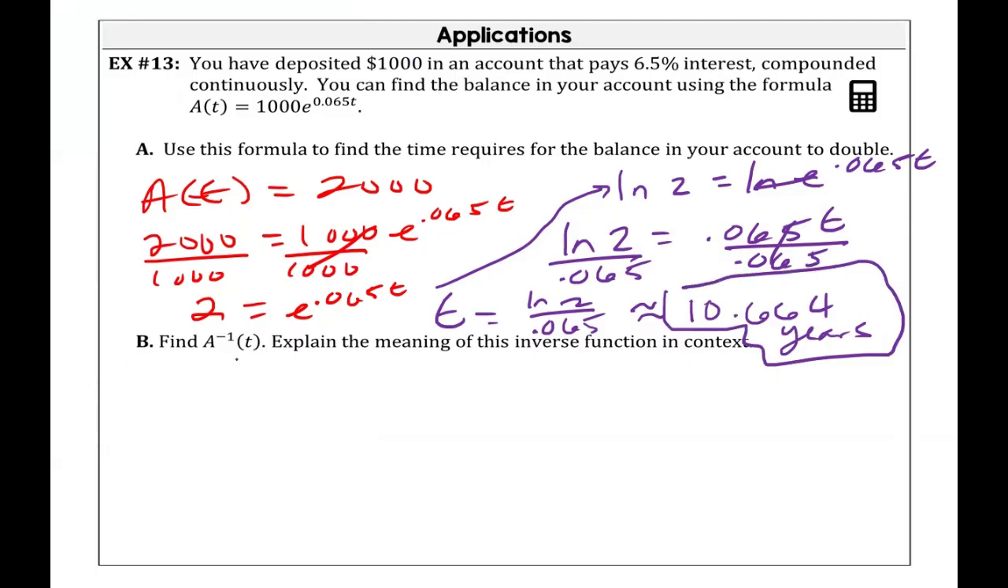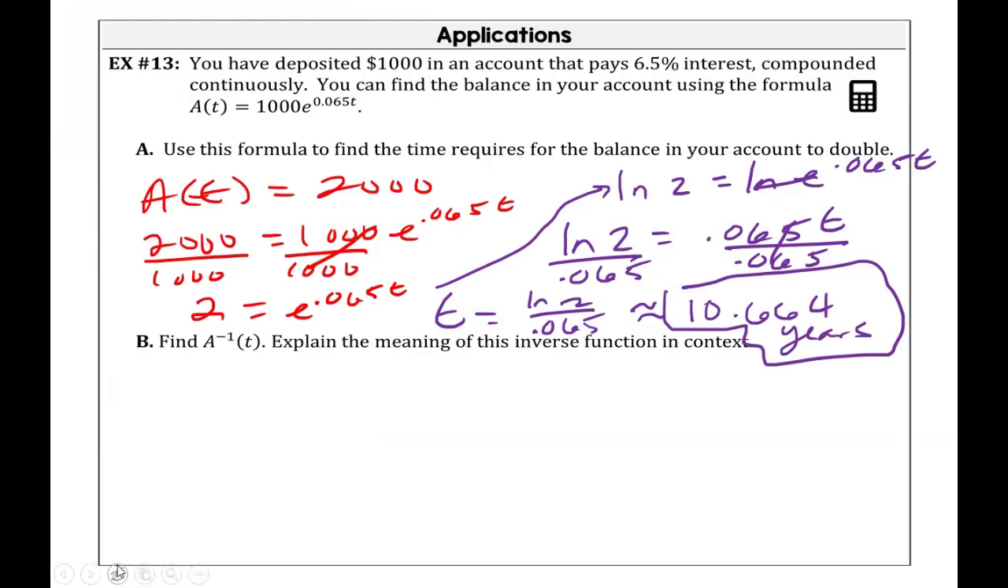Right? Now it says, explain the meaning of the inverse function in this context. So if I wanted to be able to figure this out continuously, like how long would it take for me to do something, I would want to have to do this over and over. So instead, I would want to find the inverse of this function. To find the inverse of this function, you can leave it. So we're going to find the inverse.